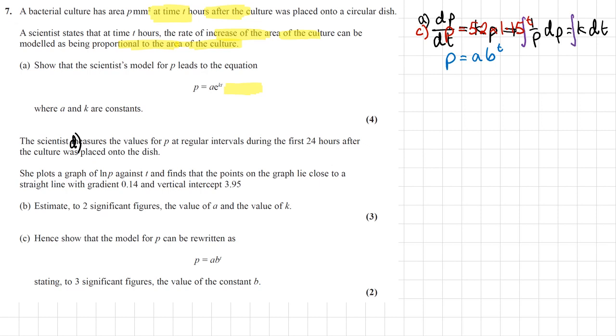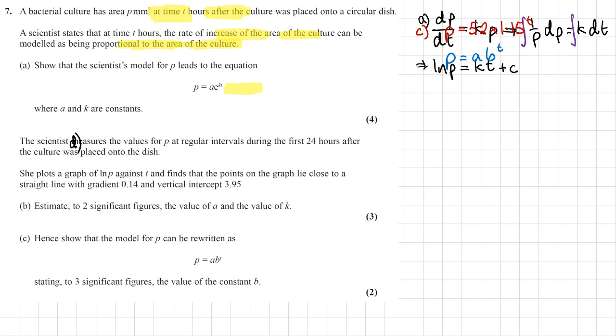Then we integrate both sides. So the left hand side is going to be integrated with respect to P. So 1 over P integrated becomes log P, natural log P. Then on the other side, k integrated with respect to t becomes kt plus c. Now we only need to put one constant in, even though we're integrating both sides. The constant on the left and the constant on the right we put together to become a single constant.